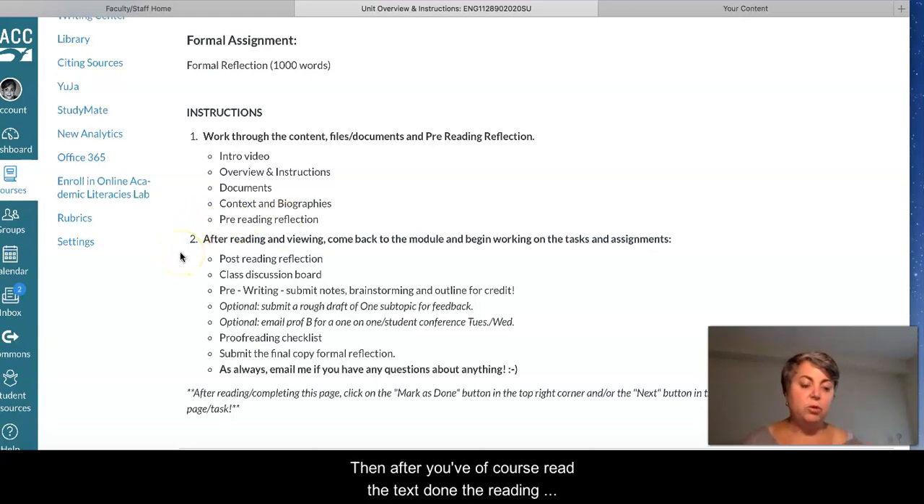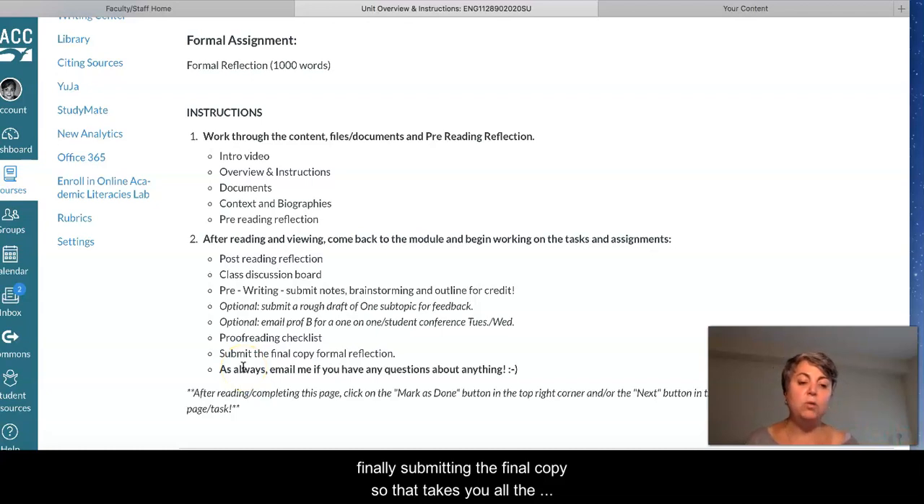Then, after you've, of course, read the text, done the reading, you're going to come back to the module and do your post-reading reflection, a discussion board. You're going to start doing your pre-writing for your formal reflection, your reflective essay. And then, as always, you have an option of submitting a draft to me next week to get some feedback. I'm also going to be available for one-on-one student conferences. And there's a proofreading checklist for proofreading your reflective essay. And then, of course, finally submitting the final copy.